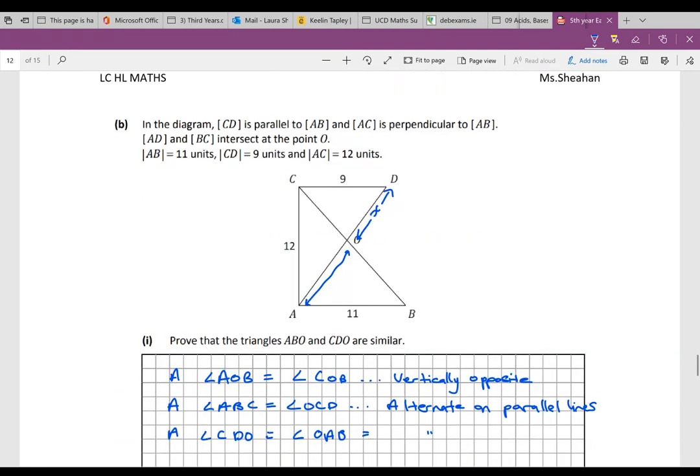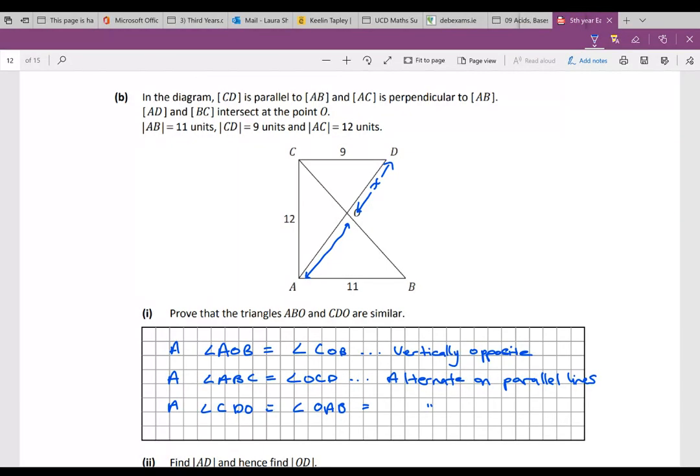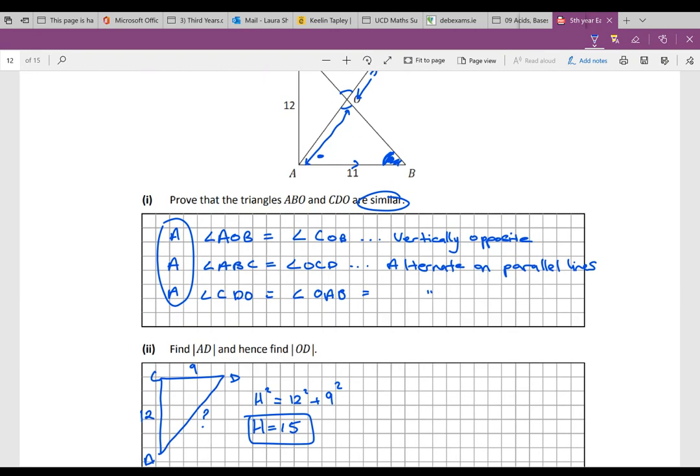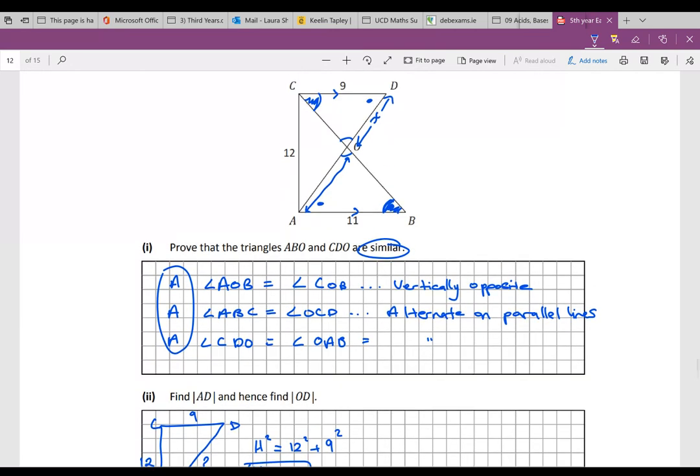The next one I have already done out for you. Prove that they are similar. You cannot use ASA, SSS, SAS, or HS. You have to prove that all of the angles are equal. You know that the lines are parallel. You're told that in the question. Therefore this angle is alternate to this one, this one here is alternate to this one here, and these two are vertically opposite. So all of the angles are equal. It then asks you to find AD. So AD should be relatively easy to find. I'm going to use this right angle triangle here.